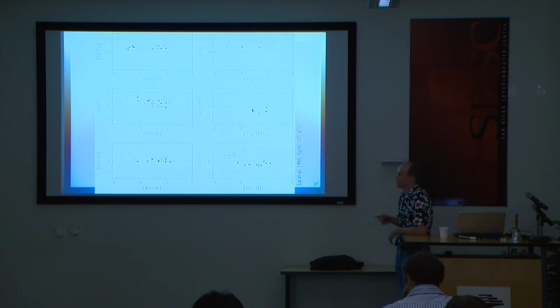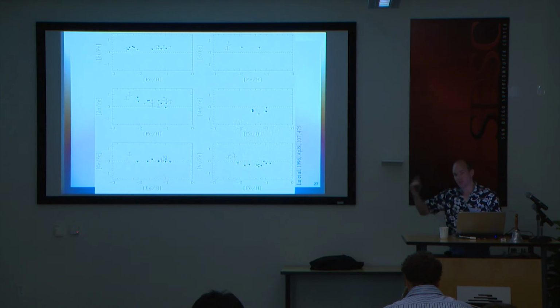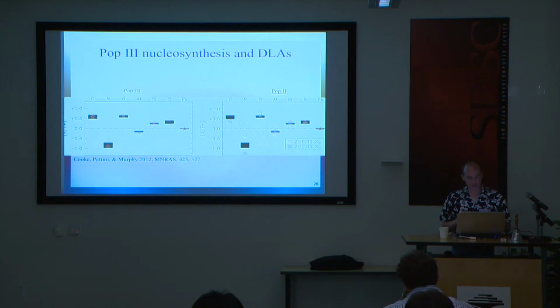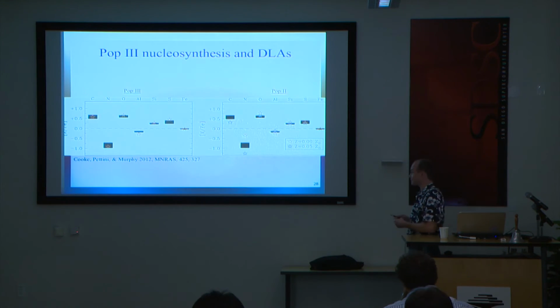And you can do chemical evolution models in the universe, not just in galaxies. Here's one really cool result that came out 2 years ago. This is a damped Lyman alpha system. The black boxes here are basically the error bars for the chemical abundances of a damped Lyman alpha system at a pretty significant redshift. I think it's like a redshift 3 or 4 or something like that.